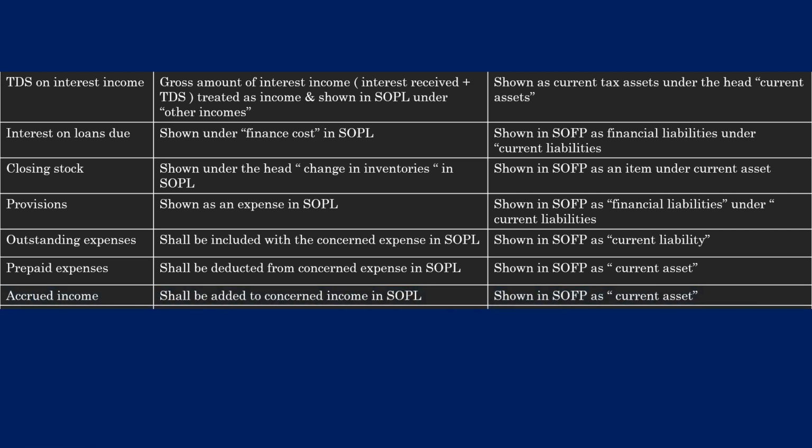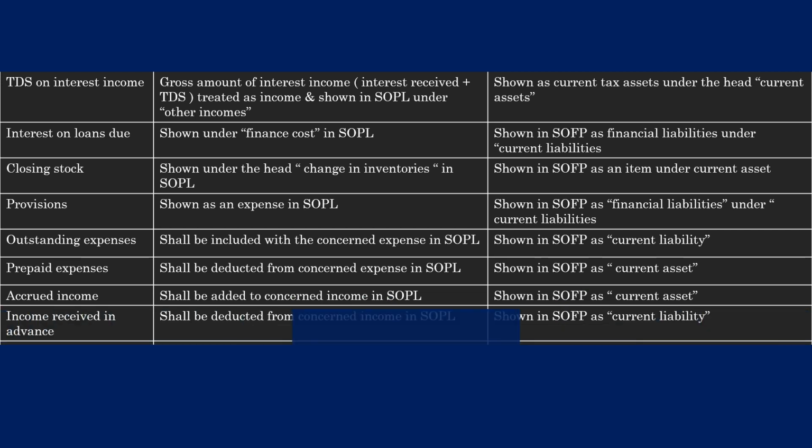Next one, accrued income. That means income due but not received shall be included in the income appearing in the statement of profit and loss. Just like the outstanding expenses, it is almost like outstanding income, but we never use the term outstanding income, we will use the term accrued income. The same pattern is followed as in the case of outstanding expense, but on the income side. So it shall be added to the concerned item of income in the statement of profit and loss and shown as a current asset item in the statement of financial position.